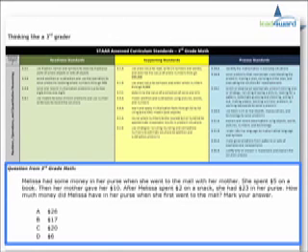Melissa had some money in her purse when she went to the mall with her mother. She spent $5 on a book, then her mother gave her $10. After Melissa spent $2 on a snack, she still had $23 in her purse. How much money did Melissa have in her purse when she first went to the mall? Mark your answer. Now, let's solve the problem.